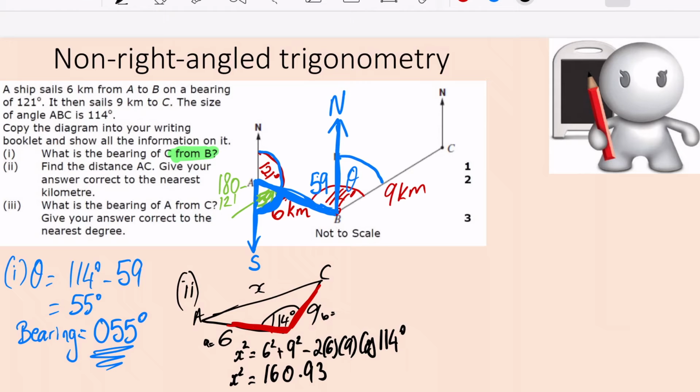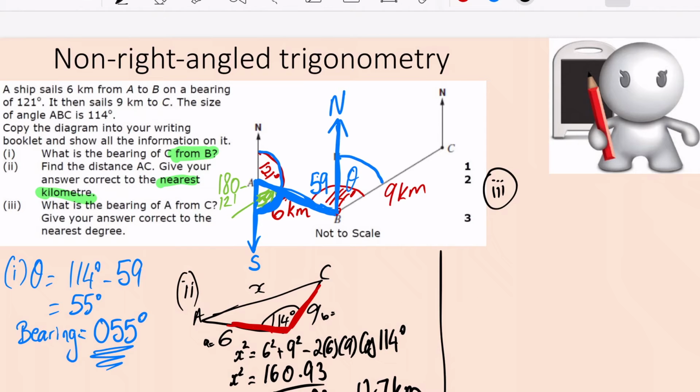I want to know what x is. I want to know what AC is. So x is the square root of 160.93. And what will that give us? Well, that will give us 12.7 kilometers, which is the correct answer. But go back and reread the question. It's asking to the nearest kilometer, right? So we now need to refine it to 13 kilometers. And that's our final answer. So we're going quite well with this question, and now let's have a look at part 3.